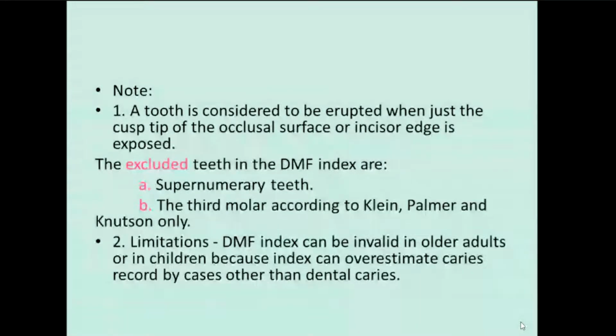A tooth is considered to be erupted when just the cusp tip of the occlusal surface or incisor edge is exposed. When you see the tip of the tooth starting to come out, we consider it erupted and you count it in the index, it is counted within the number of teeth.